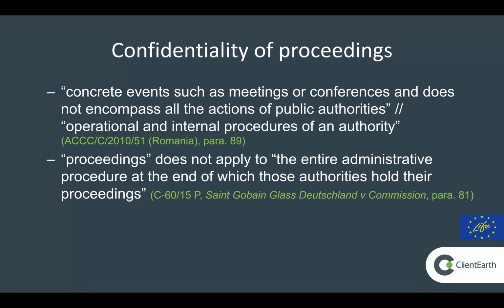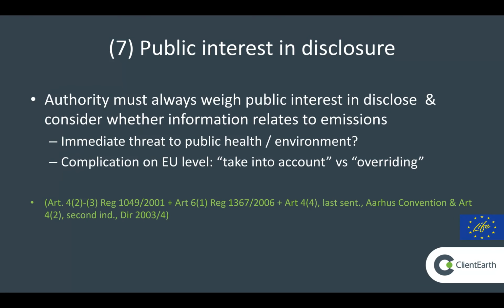So those are the specific exceptions that I wanted to talk to you about today, because they're the ones that are the most frequently used. But there are two other aspects to still cover and to consider. On the one hand, there's the public interest in disclosure. So the authorities must always weigh the public interest in disclosure and whether the information relates to emissions into the environment against withholding the information. And if the authority doesn't show any indication of it having done so, that's a basis to challenge it too.